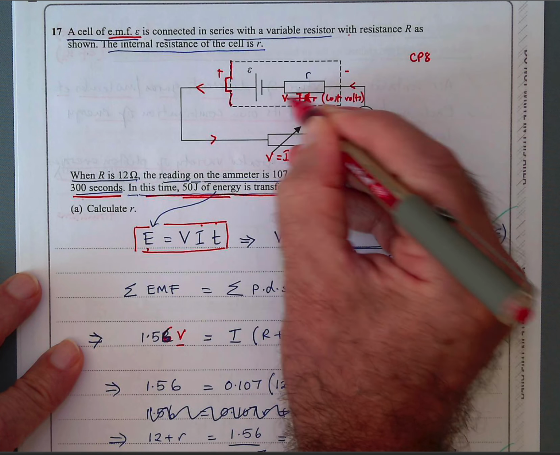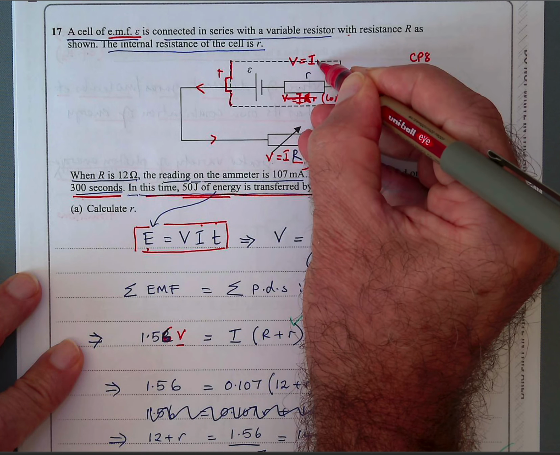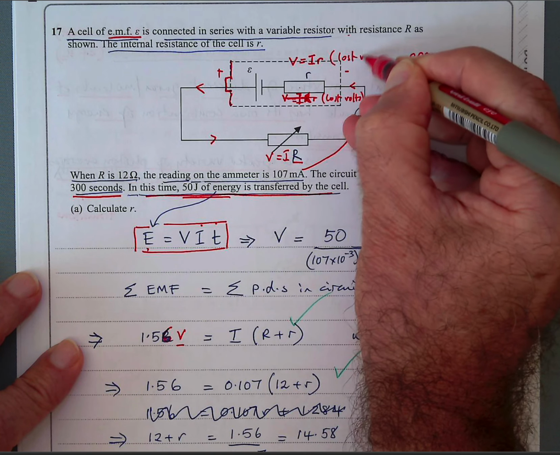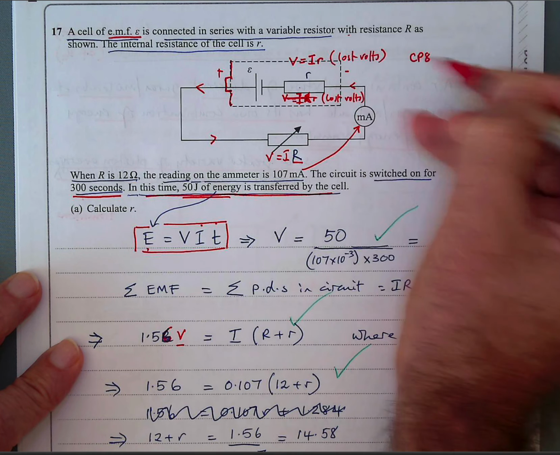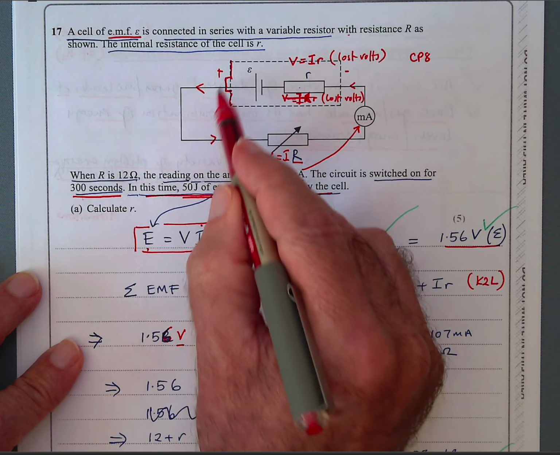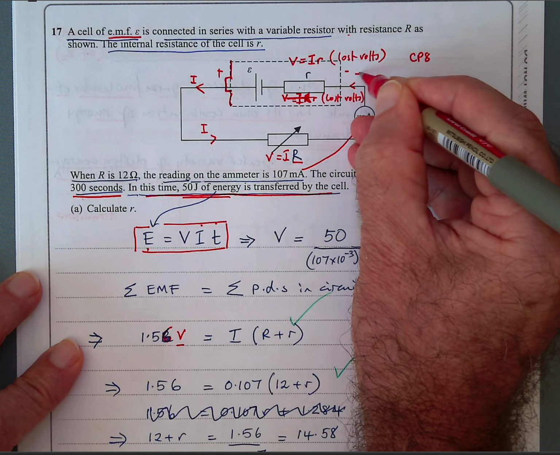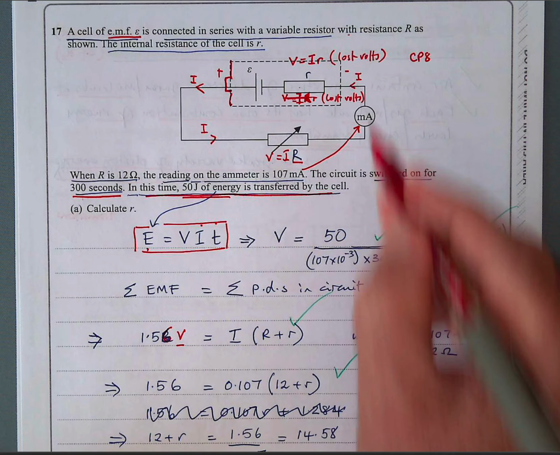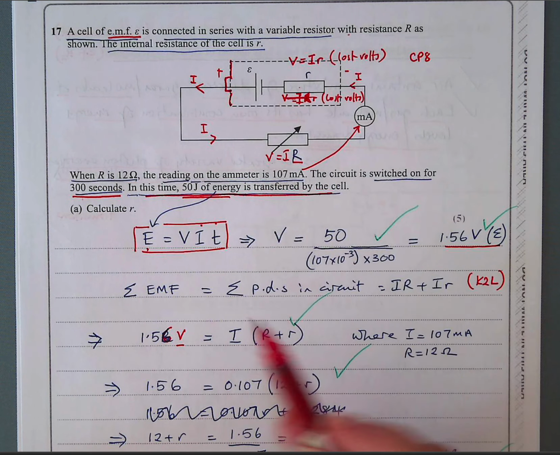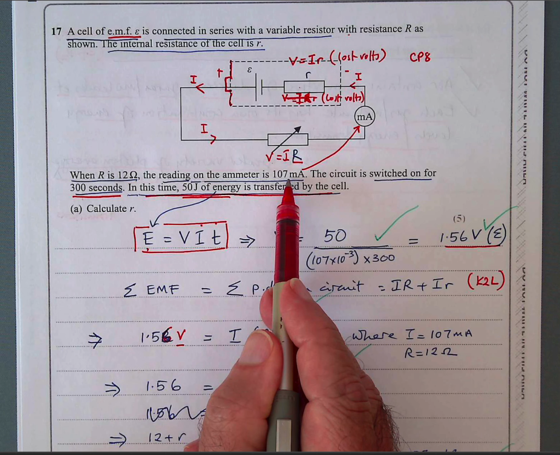Okay, I'm going to rewrite that again. So the voltage that's inside the cell, the current obviously goes inside the cell too, is equal to Ir. Now this amount of voltage is lost volts. We call it lost volts because it's no longer available outside the circuit. So when you're running a circuit and current is flowing, the current goes through all parts of the circuit, including going through the cell itself. And obviously some of the current is going through the internal resistance, so that means you will lose it from your maximum value. They then tell you that when R is 12 ohms, the reading on the ammeter is 107 milliamps.